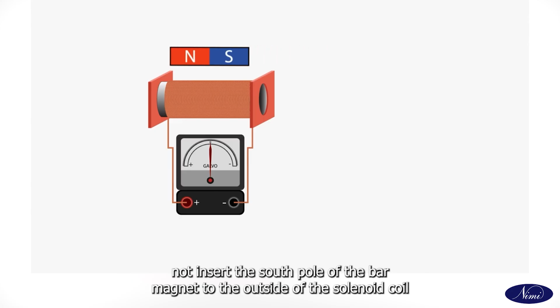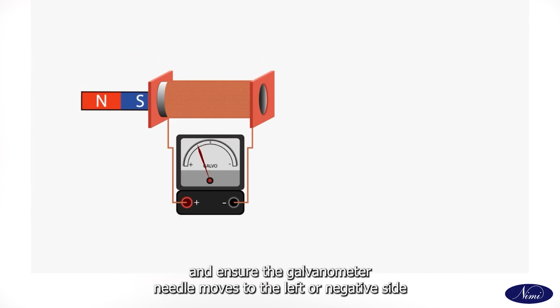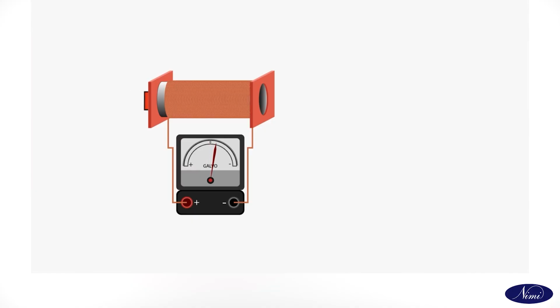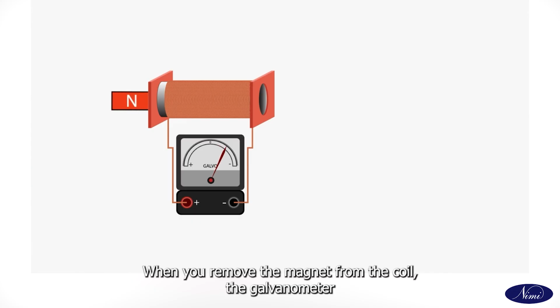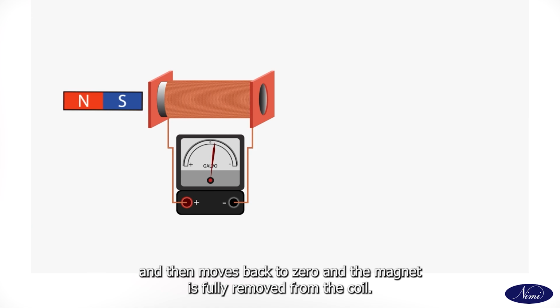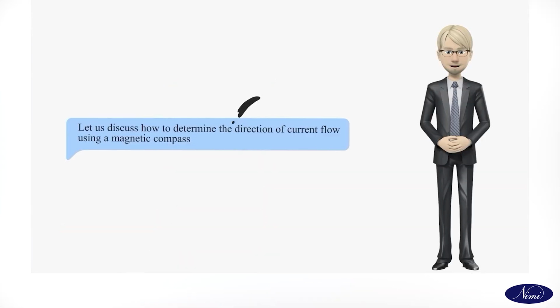Now insert the south pole of the bar magnet to the south side of the solenoid coil and ensure the galvanometer needle moves to the left or negative side and then moves back to zero position while the magnet is fully inserted. When you remove the magnet from the coil, the galvanometer needle moves to the right side or positive side and then moves back to zero when the magnet is fully removed from the coil.